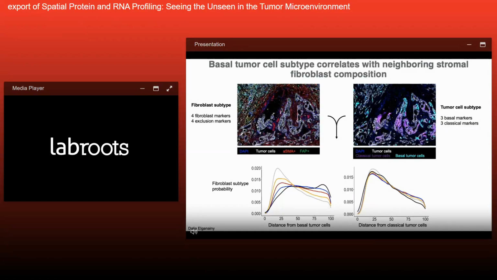In contrast, if we look at fibroblast organization as a function of distance from classical tumor cells, as you can see on the right, there really is no organization here at all. Each of our 5 major fibroblast subtypes are equally likely to be found at essentially any distance from classical tumor cells. And so this provides a hint then that it may be the tumor cells themselves and their polarization in terms of being more basal or classical that is actually driving and setting up the organization of the fibroblasts in the microenvironment that surrounds the glands.